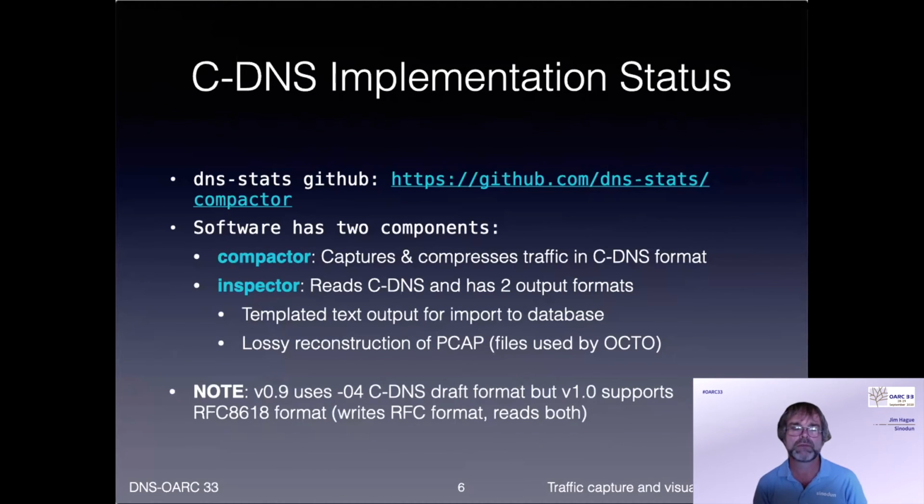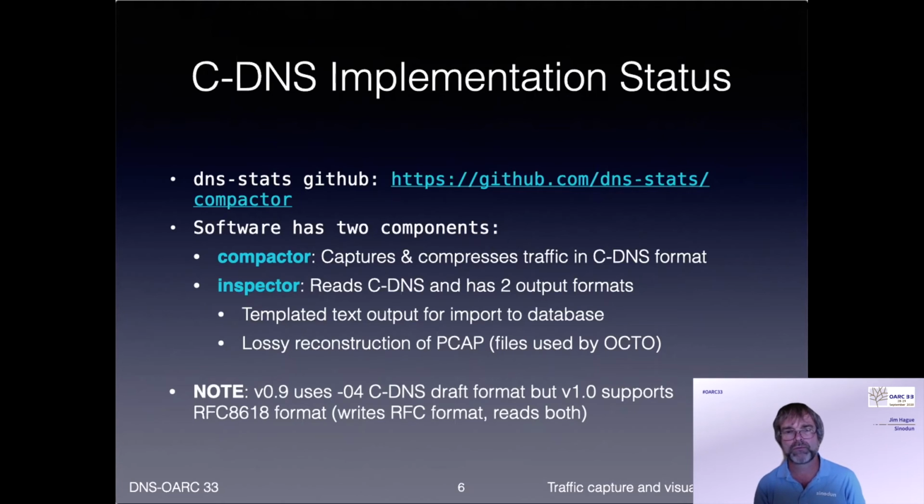The primary type I'm going to talk about today is templated text output, which we use to generate files for imports to a database. You supply a text template with field values in it, and the contents of that text template are produced for every single CDNS record. A CDNS record is a query and response pair.